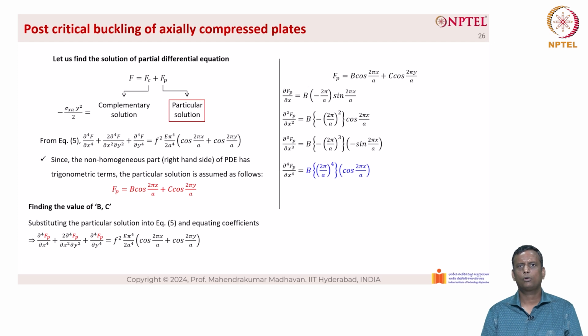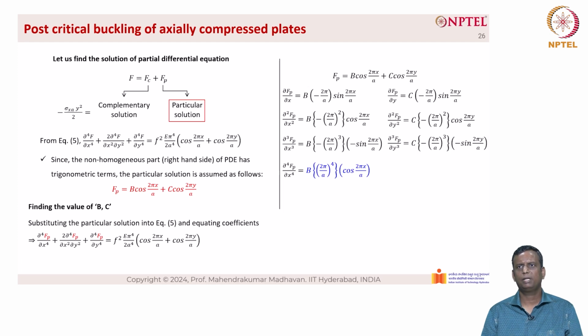And ∂⁴Fp/∂x⁴ is equal to b into (2π/a)⁴ into cos(2πx/a). Now similarly for the right hand side, ∂Fp/∂y equal to c into −(2π/a) into sin(2πy/a). Similarly, ∂²Fp/∂y² equal to c into −(2π/a)² into cos(2πy/a).